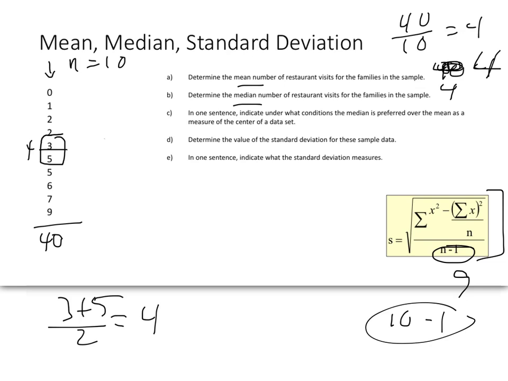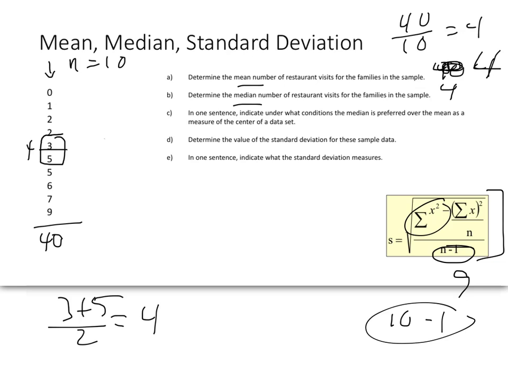If you recall, the general steps are: you square each of these values and sum them. So that's this part. Then you square this sum here and divide by n. Then we'll divide all that by 9 and take the square root of that to get the standard deviation. Okay, so let's do that first.